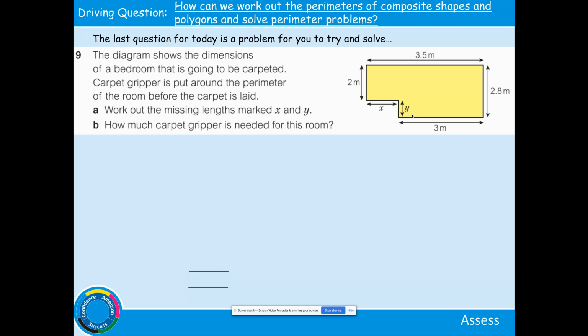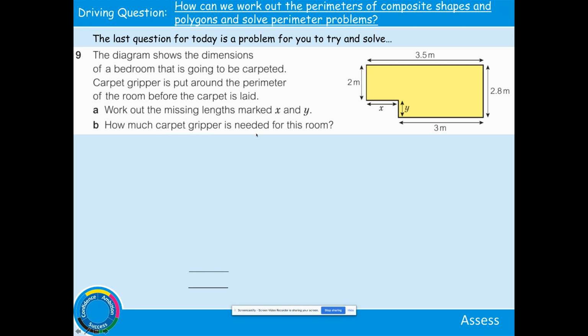Okay, question 9. The diagram shows the dimensions of a bedroom that is going to be carpeted. Carpet gripper is put around the perimeter. Carpet gripper is just a little plank of wood that goes all the way around the outside. It's got little nails in it to hold the carpet in place. Okay, so that's all it is, carpet gripper. Carpet gripper is put around the perimeter of the room before the carpet is laid. Work out the missing lengths of X and Y. How much carpet gripper is needed for this room?